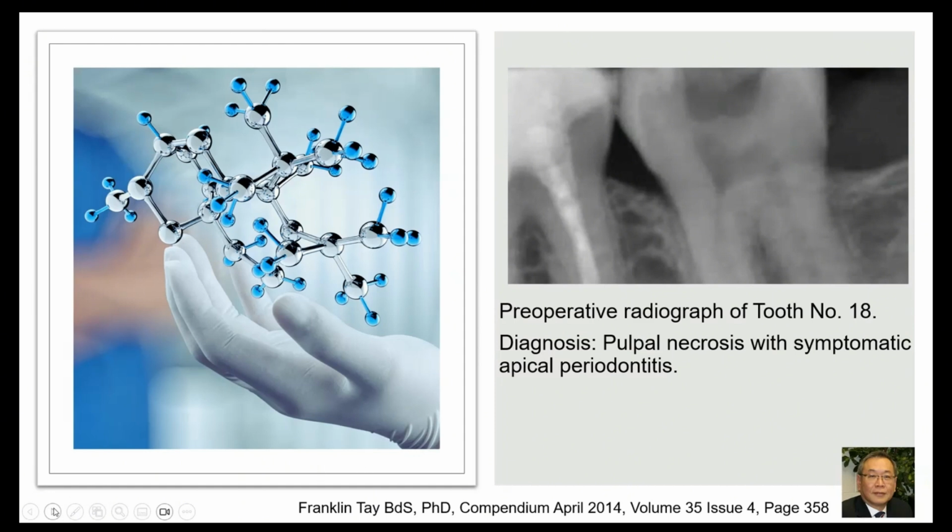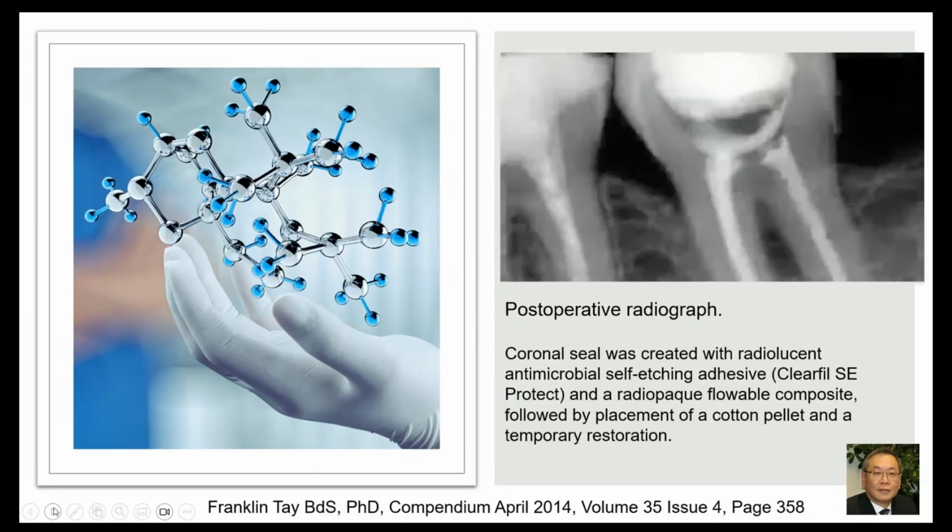Okay, you get leakage. So what he found, the best product was using Clearfield SE Protect, or he now says you can use Universal Bond Quick 2, 8th generation, and then using your flowable. So basically doing IDS and resin coating before you do your buildup, or before he places a cotton and a temporary restoration to send back to his referring doctor.